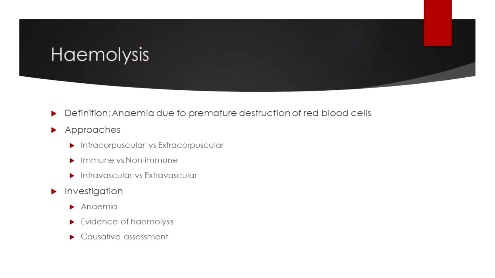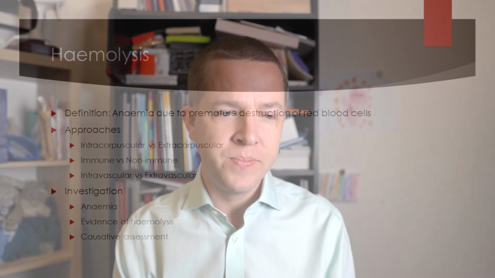And in terms of investigations, you can think of them being, firstly, is there evidence of anemia? Otherwise, even if there is a little bit of hemolysis, it's not clinically significant. And then we can think about features that are evidence of hemolysis as the cause of the anemia. And then there are specific tests that you can order to determine the potential or likely cause of that hemolytic anemia. Here's a diagram that I keep coming back to in my mind when I think about hemolysis.